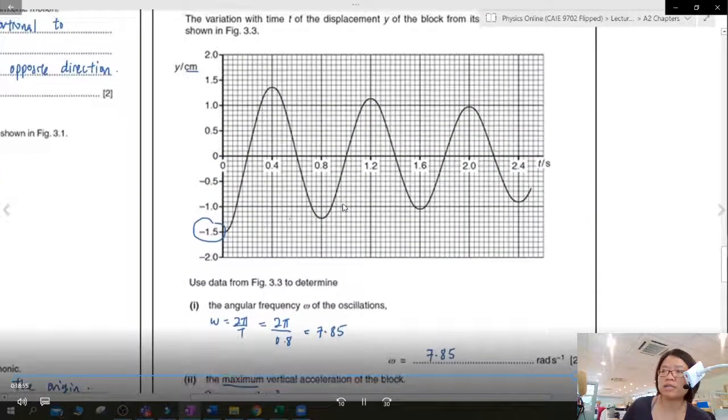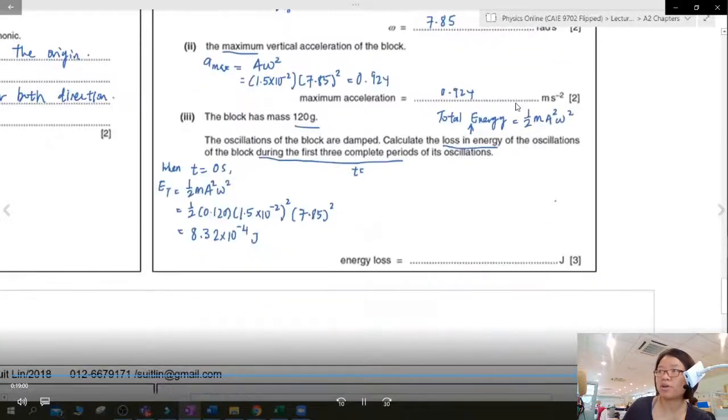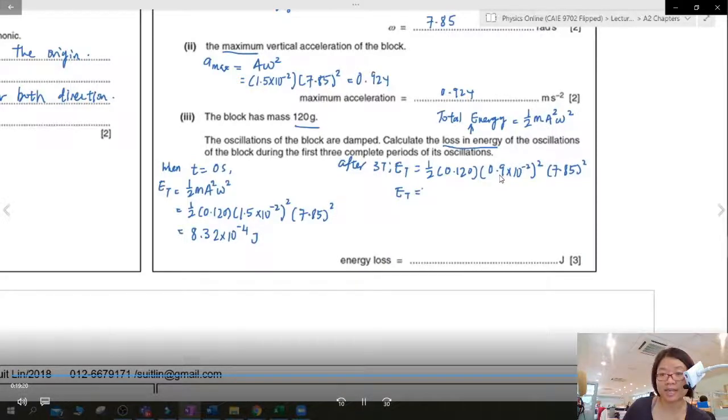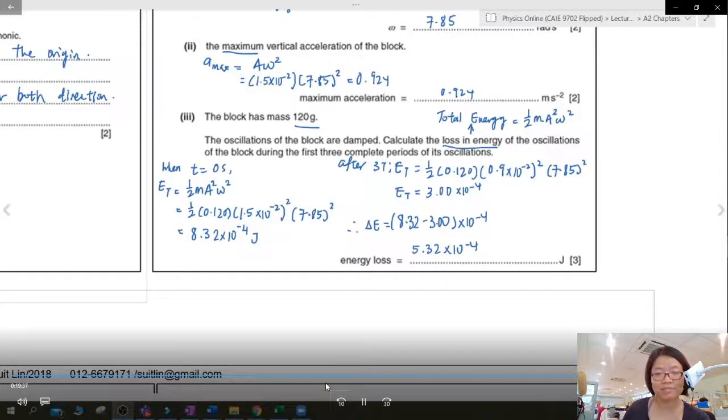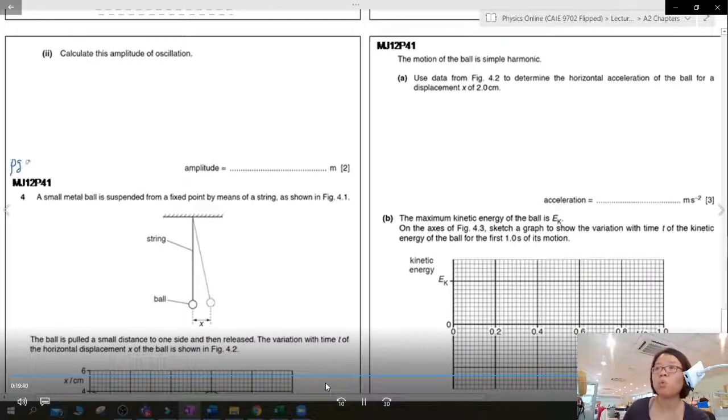And then I will take 3 cycles. Now 3 cycles later would be this point, 2.4. This looks like 0.9. Okay, refer to the graph. So from here, you can repeat the calculation after 3 periods. Your total energy would be half m a squared omega squared. New amplitude is 0.9 cm, and omega is still the same because the period is still the same. Substituting this will give you this value, and if you want to find energy loss, subtract those values. Don't let them take your last mark. Forget to minus, very sad, right? Okay, so after subtracting, you will get this value. Very easy. If you know the equation, you know what and when to use.